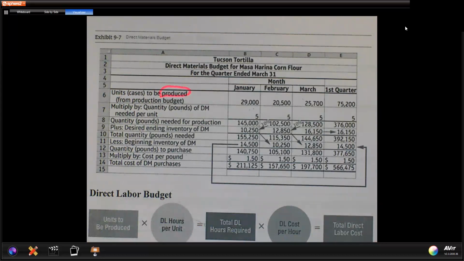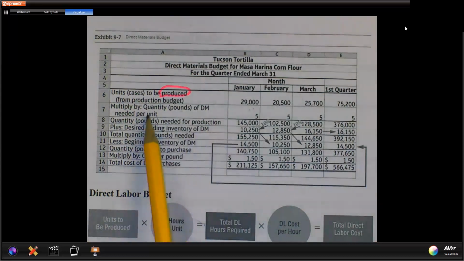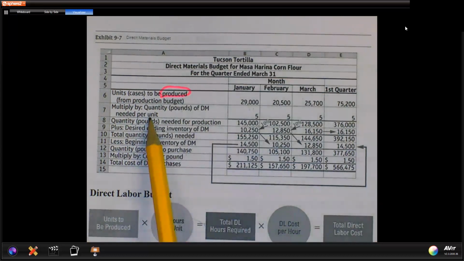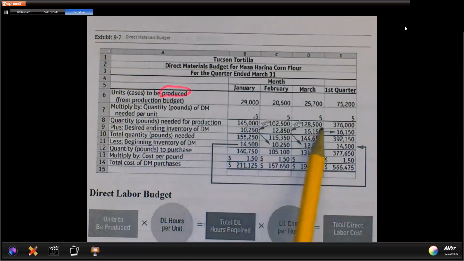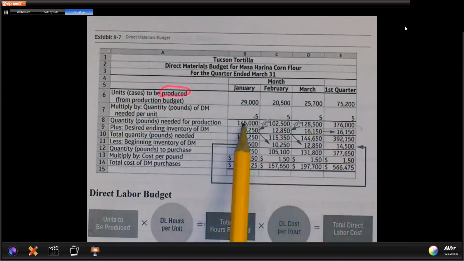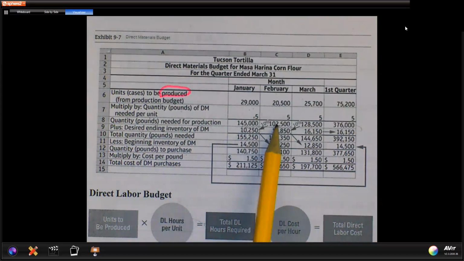So how about the material? We said in order to make 1 case of the tortilla, you need to have 5 pounds of flour, right? So total flour you need will be 145,000 pounds. So we focus on how many pounds our direct material will be. We need 145,000 pounds for our January production.